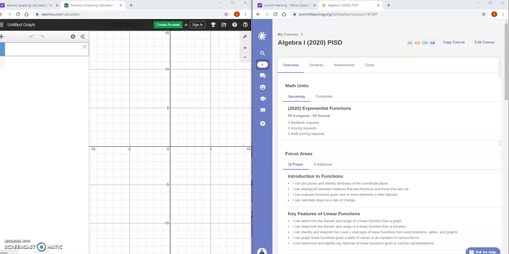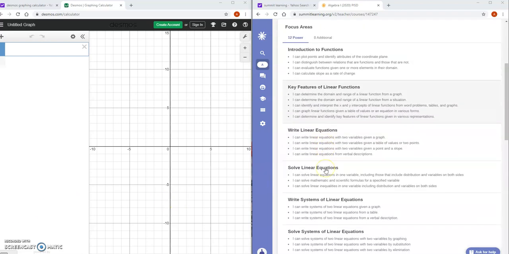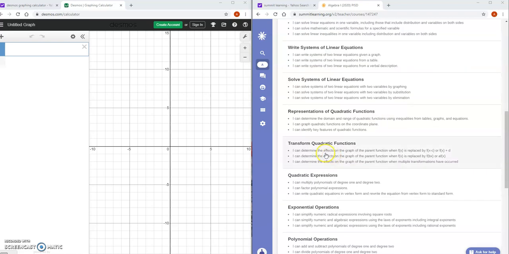Alright, welcome back everyone. Today we are going to have a workshop on the transformation of quadratic functions. As you can see on my screen, I have my Desmos on my side, and this is your platform. So let's take a look at the transformation in quadratic functions.